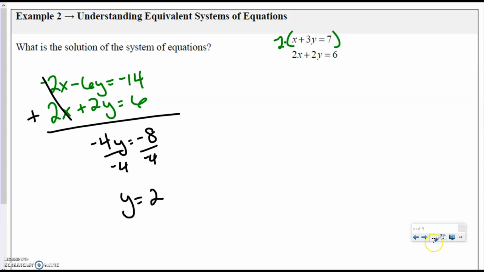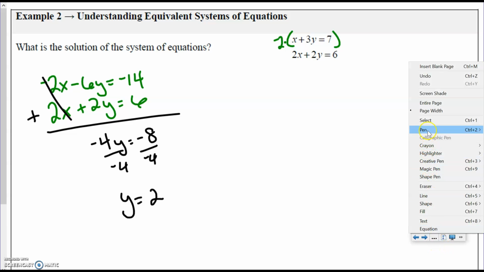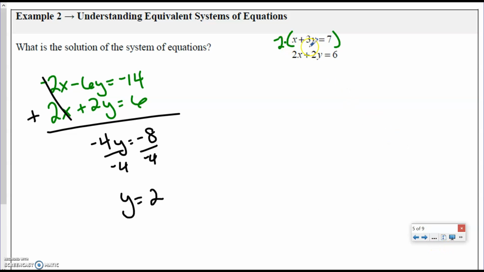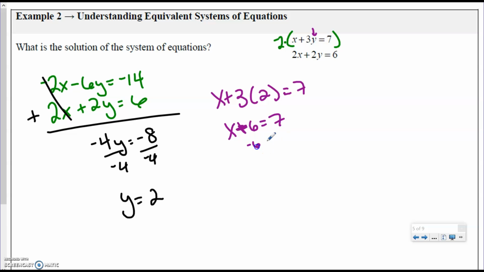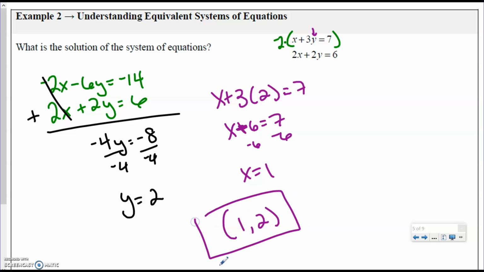I'm going to take that y and plug it back into one of the original equations. So I'm going to just go ahead and go to the top equation, and I'm going to put a 2 in right here. So I have x plus 3 times 2 equals 7. 3 times 2 is 6. That's a plus sign there. And so if I subtract 6 from both sides, I get x equals 1. So my solution should be (1, 2).